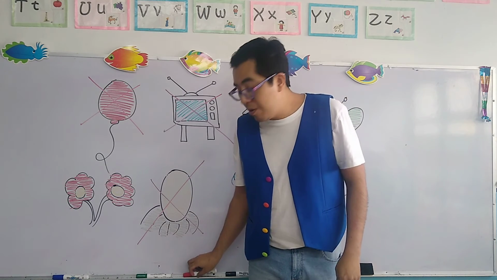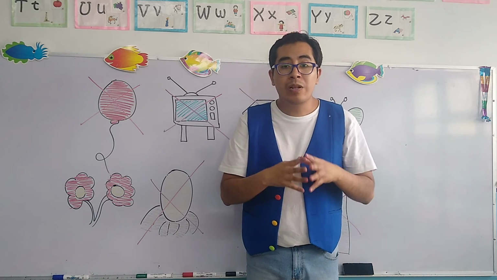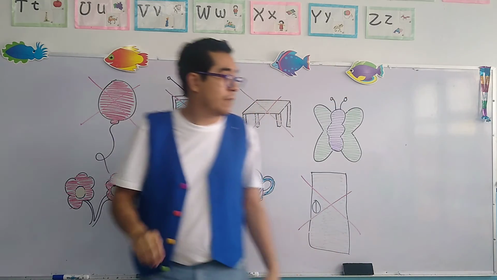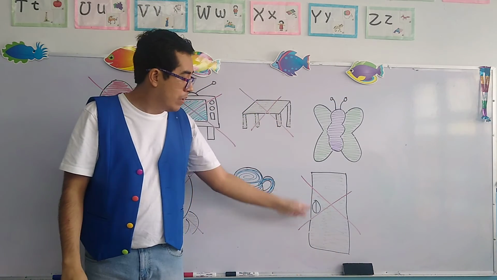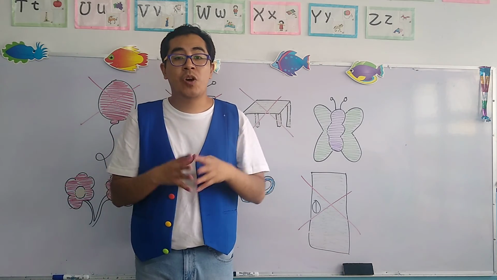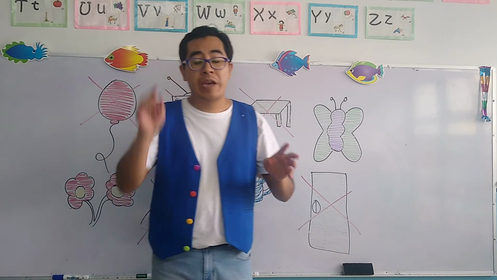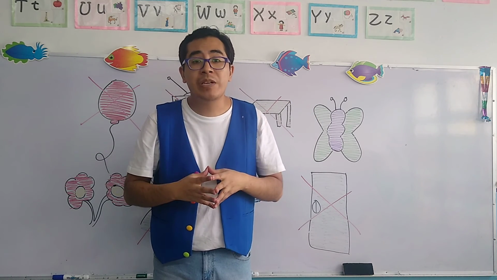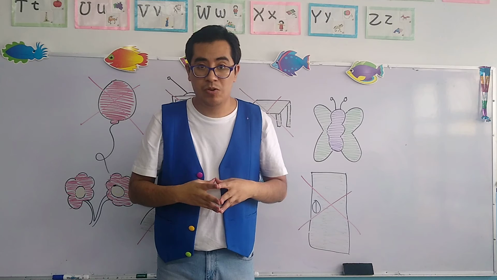Okay? So the only objects that look like geometric shapes are the balloon, television, table, door, and egg. That's it. So after you finish putting an X on these objects, if you want, you can paint them using your favorite colors.